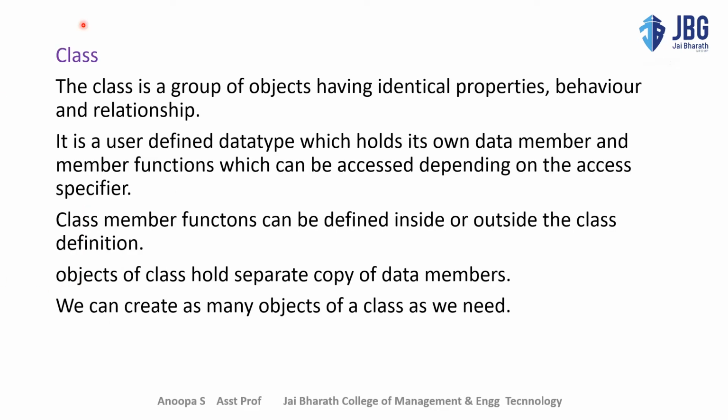Now class. Class is a group of objects having identical properties, behavior, and relationship. So, object is something meaningful in the real world. So, when we group these objects, we will get a class. Objects having identical properties are grouped to get a class. Now, it is a user-defined data type. So, what's a user-defined data type? The data type that a programmer creates is a user-defined data type.